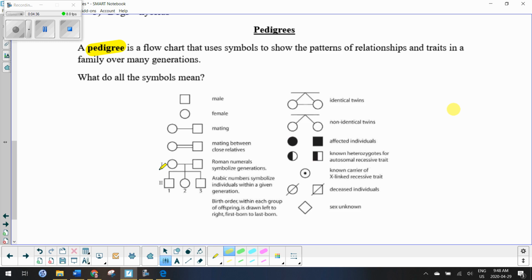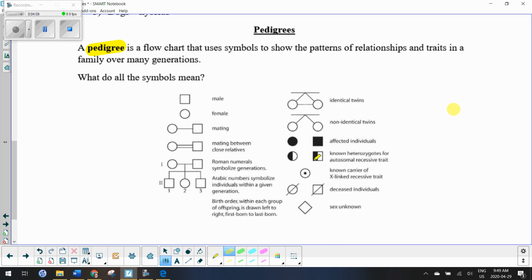So you'll notice here that generation 1 and generation 2 are nice, neat lines. That's also how you create it. So you're not going to have one generation person here, and then one up here, and then a line going from here to way up here. Okay. Identical twins. Okay. Non-identical twins. Affected individuals are completely shaded.